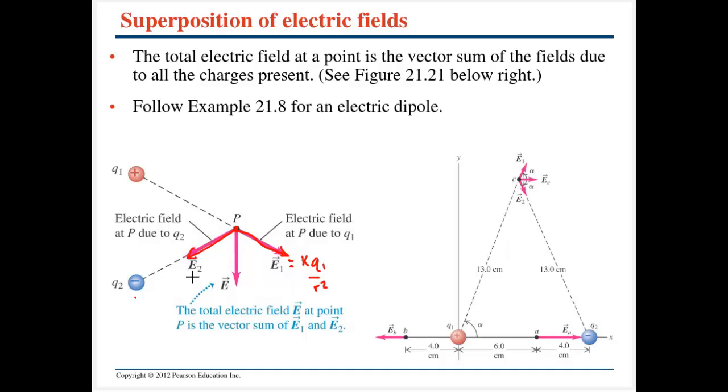Rather than being away from it, it's towards it because it's a negative charge, and that's going to be kQ2 divided by R squared, and I'm getting my direction more or less from the charge itself. We can add those together, using vectors, much like we do with forces, and we get the net electric field right there. If you want a little bit of practice doing this yourself, example 21.8 has an electric dipole, just breaking things up into components.